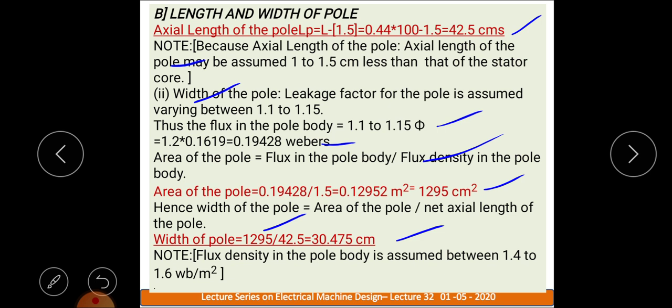30.475. Now in the problem statement the flux density is given as 1.5, but usually the flux density in the pole body is going to vary between 1.4 to 1.6. If that data is not given in the problem statement, the value should be taken between 1.4 to 1.6.